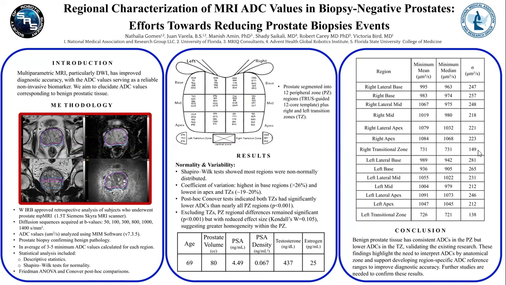In addition, these patients were found to have an average age of around 70 years with a PSA density of 0.06, normal testosterone levels around 437, and normal estrogen levels. This is important because I took part in a study that is published, and it demonstrates a relationship between low testosterone levels and risk of high-risk prostate cancer.